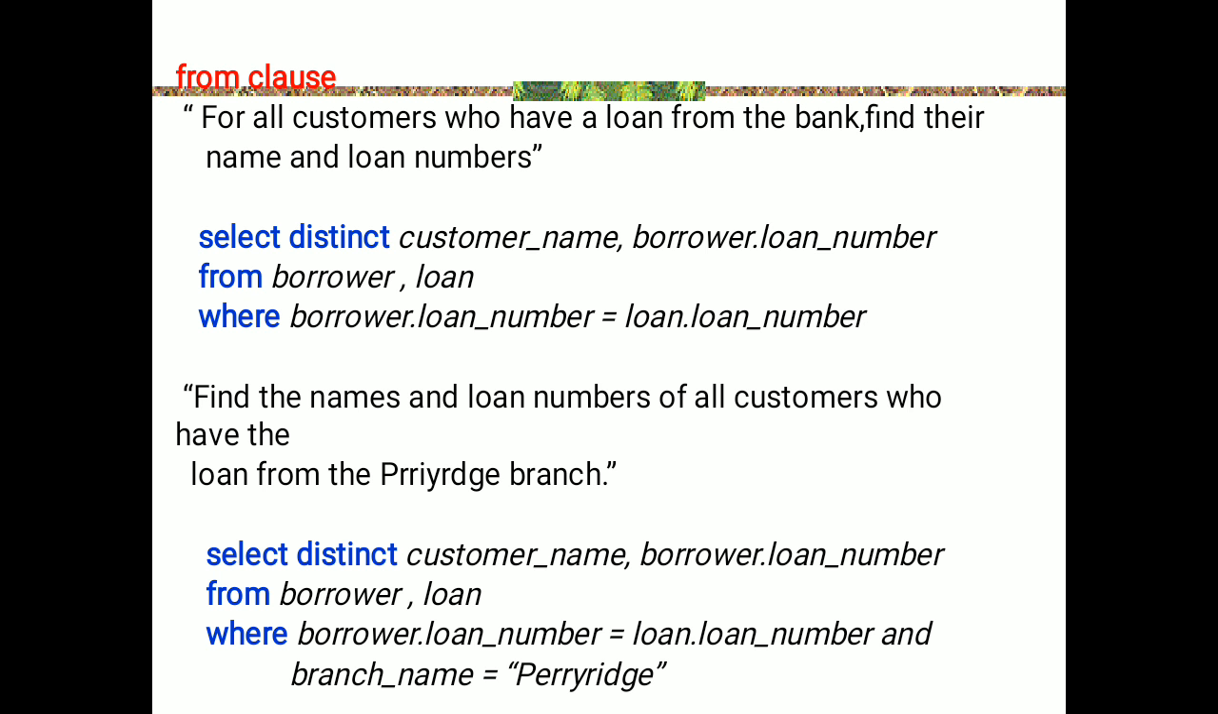So select distinct customer name, borrower dot loan number from borrower comma loan, where borrower dot loan number is equal to loan dot loan number.